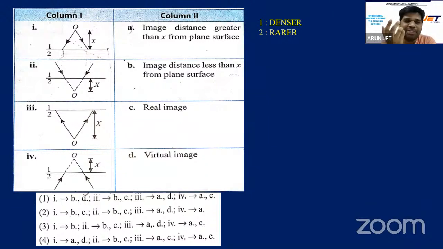So, sir, sorry, I'll read the statement. Sir, a convex mirror can form both real and virtual images. Why can't it be used as a concave mirror? Very good question, students.